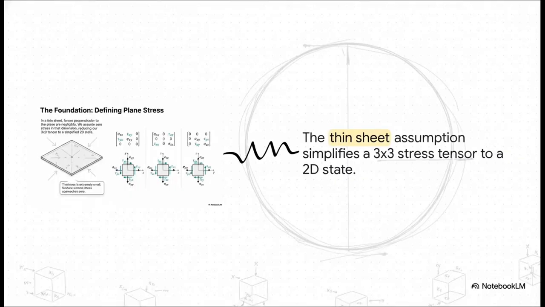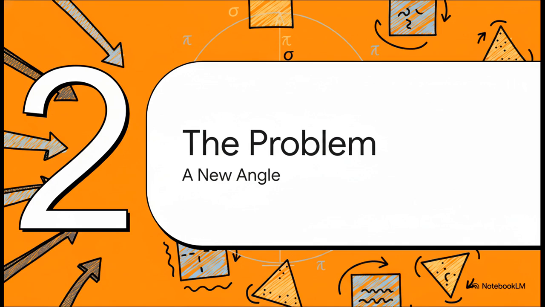Look at this. For a thin sheet like this one, it's really tough to build up any meaningful stress perpendicular to the surface. It just can't support it. So by assuming those forces are basically zero, we get to take this big, scary 3x3 stress matrix and shrink it down to a much friendlier 2D state. And trust me, that makes the math so much easier to deal with. Okay, the scene's set. Now for the central mystery.